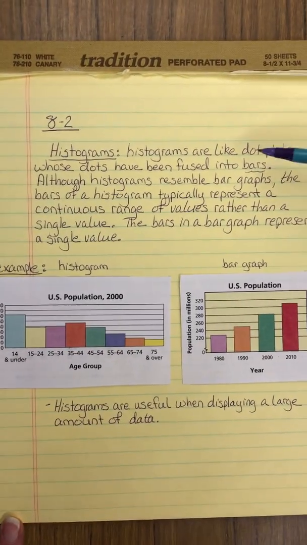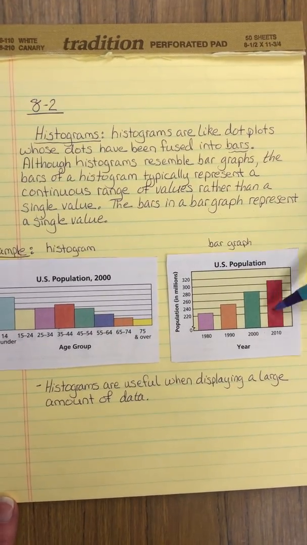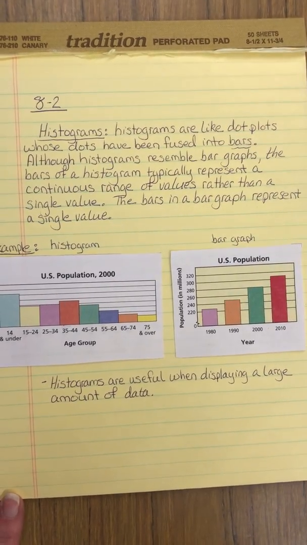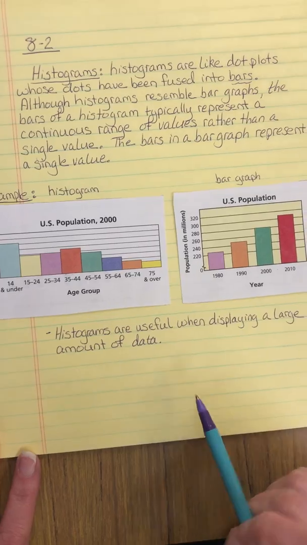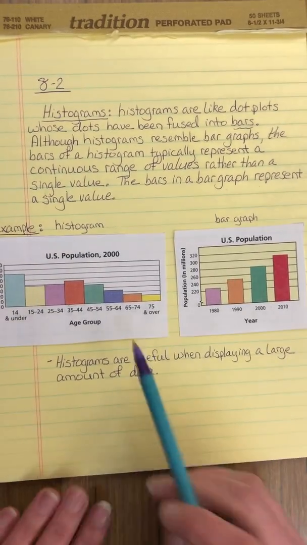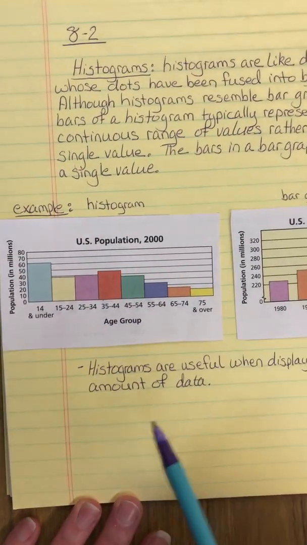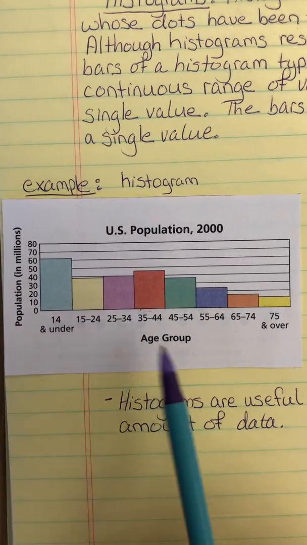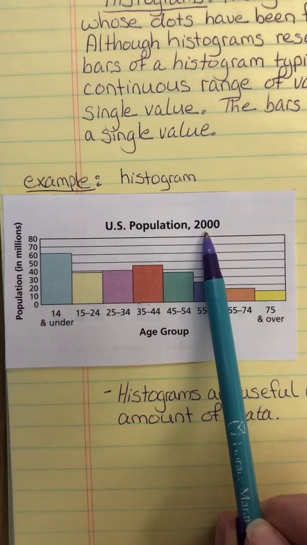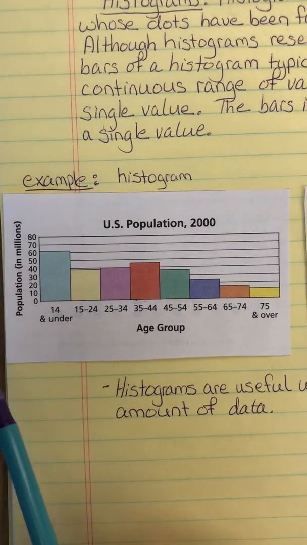Although histograms resemble bar graphs, the bars of a histogram typically represent a continuous range of values rather than a single value, and I'm going to explain that right here. So here is a histogram and here is a bar graph. Let's zoom in on this. This shows a lot of data. It's the United States population in 2000.